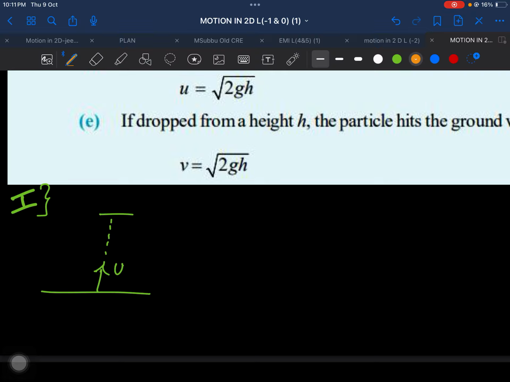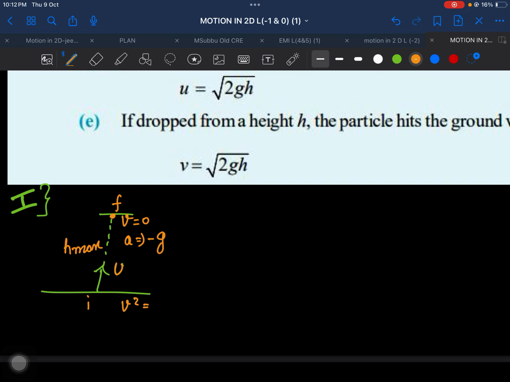So what we'll do is, this is our initial position and this is our final position. We have to find the maximum height, h max. At maximum height, velocity will be 0. Acceleration here is minus g. Initial velocity is u, given. So we have to find h max. We have to apply the third equation, the third equation of motion.